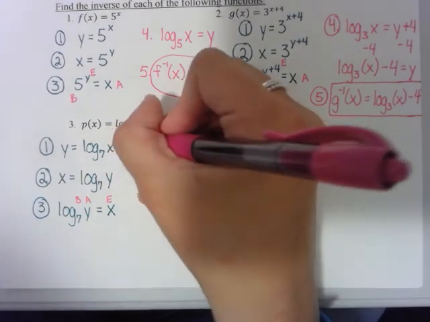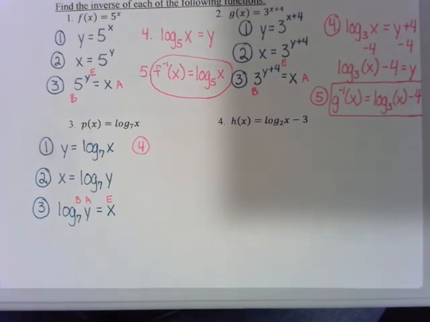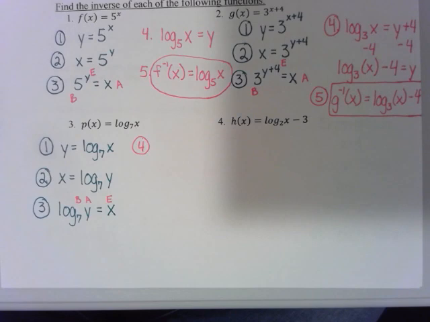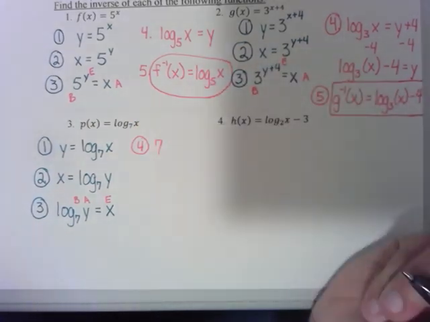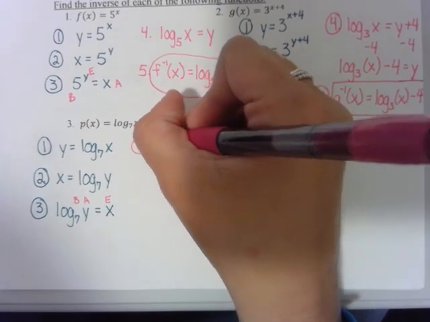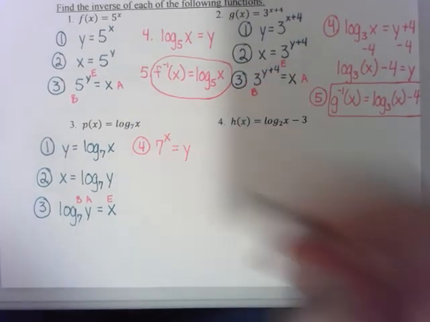Our next step is to rewrite this using our exponential form. Because when we're at this point, we can't get the y by itself any other way because it's impossible to divide by a log. The only way to get away from a log is to switch it into exponential form. So 7 is my base. My exponent is x, and it equals y.